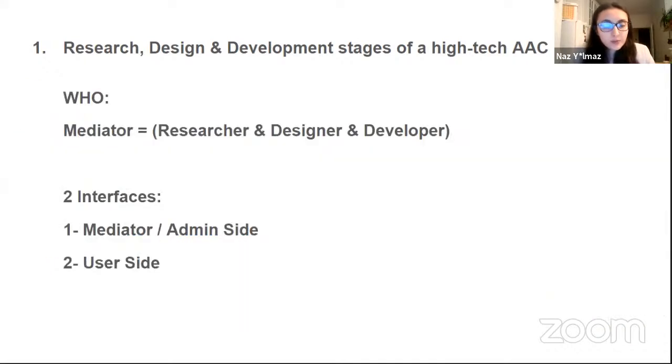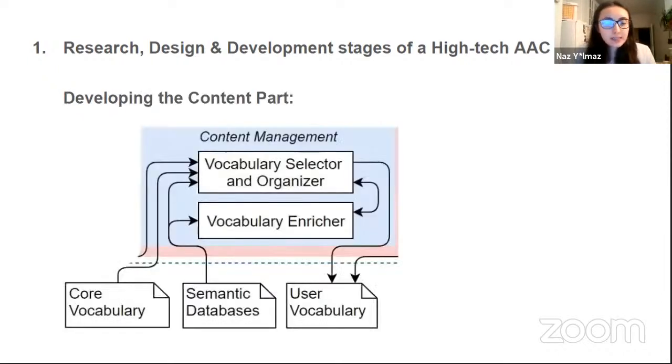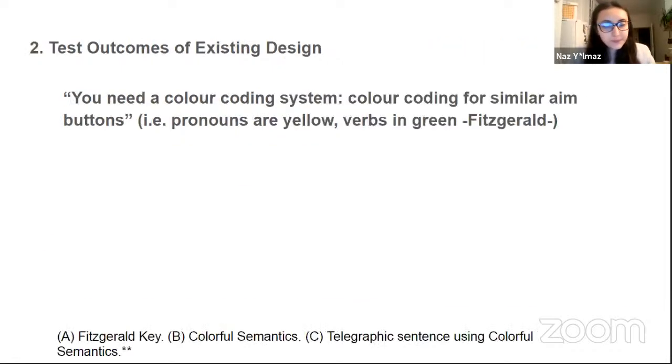We designed two interfaces in this process. First one is for us. Internally, we use it. You can think about this like an admin side. And also the second interface is for users. Actually, we start the process in the middle. That is by developing the content part, content management. At this point, we test the first version of the product, and I will share the results step by step.